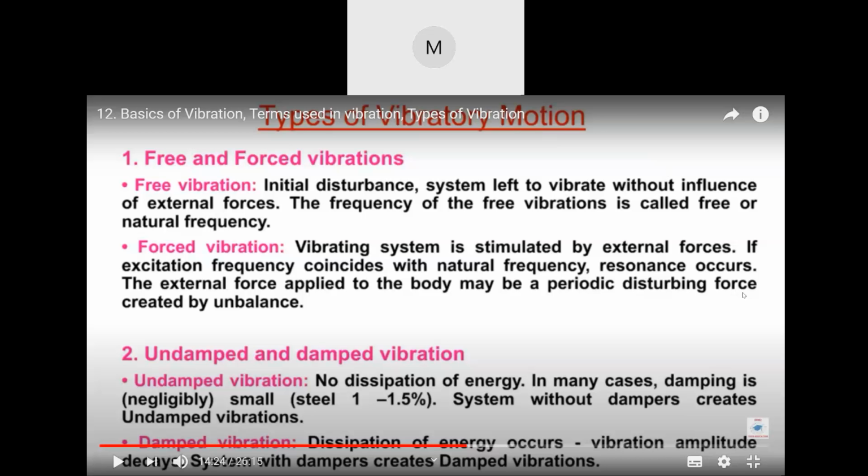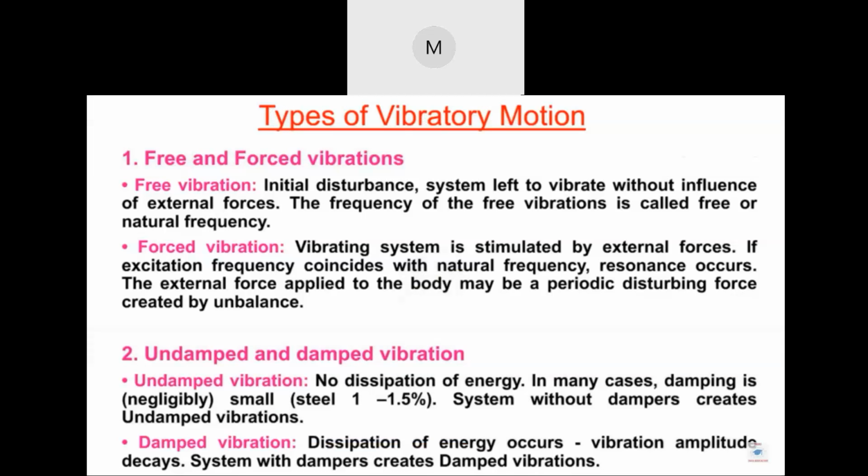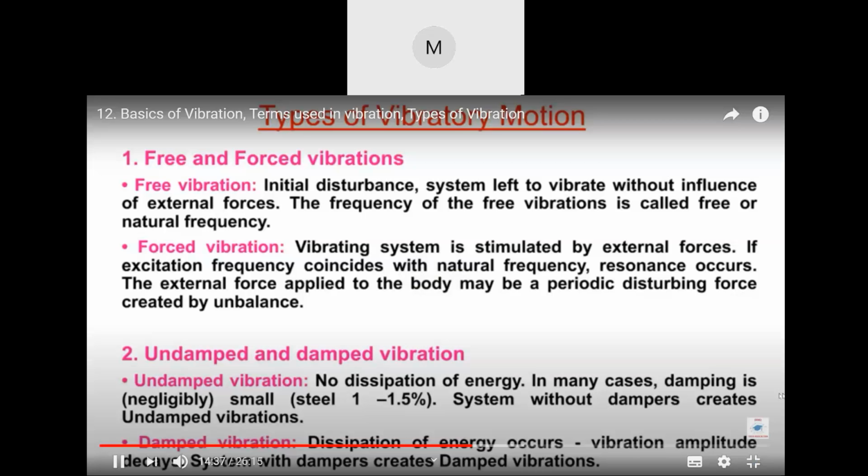Vibratory motion. There are a few types, and we will study them one by one. Can you hear the sound of the video, students? Yes, sir. Okay. Free vibration and forced vibration. So let us go with the free and forced vibration.